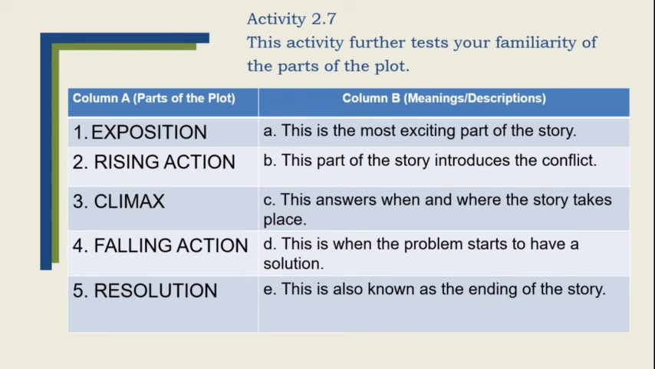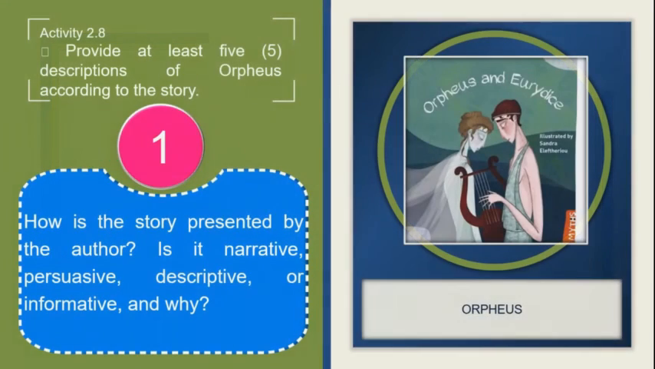A. This is the most exciting part of the story. B. This part of the story introduces the conflict. C. This answers when and where the story takes place. D. This is when the problem starts to have a solution. And letter E. This is also known as the ending of the story.